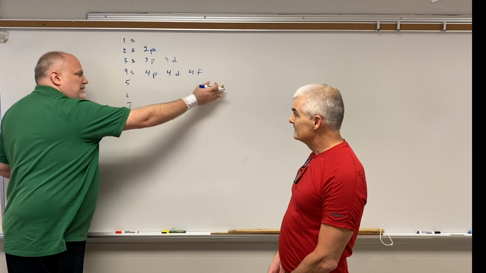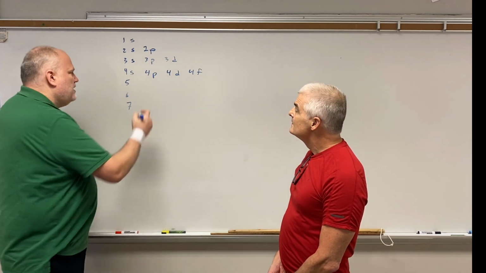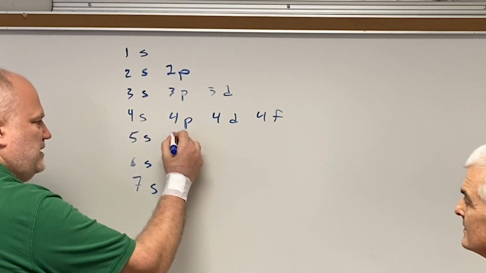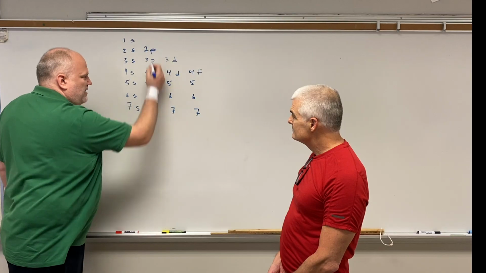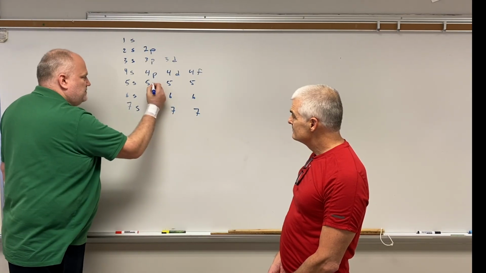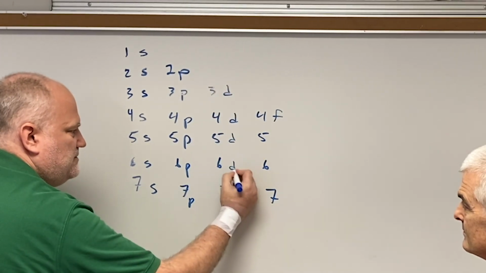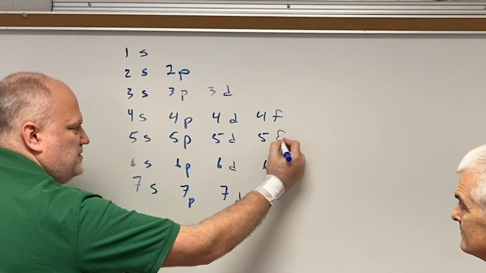Now, there's actually theoretically G orbitals and H orbitals. We're not going to get into those, but I'm going to show you the quickest way to draw one of these tables if you ever want to use it. We're just going to go like this. Everything down this row here is going to be P's. Everything in this column is going to be D's. And these are all F's.